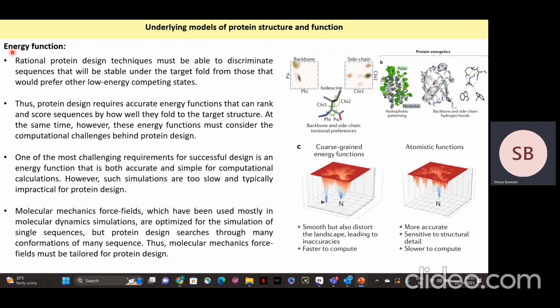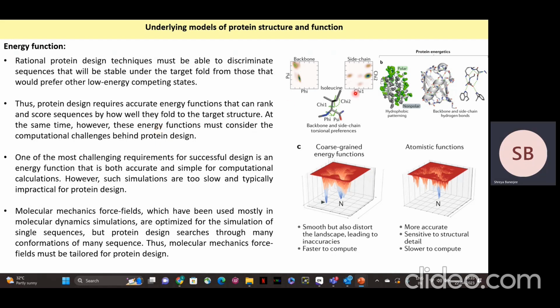The next point is the energy function. So rational protein design techniques must be able to discriminate sequences that will be stable under the target fold from those that would prefer other low energy competing states. Thus, protein design requires accurate energy functions that can rank and score sequences by how well they will fold to the target structure. At the same time, however, these energy functions must consider the computational challenges behind protein design.